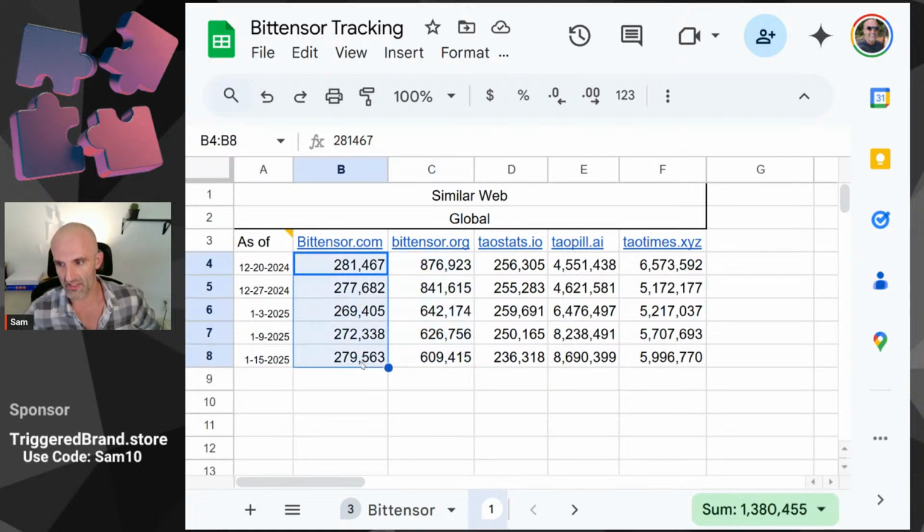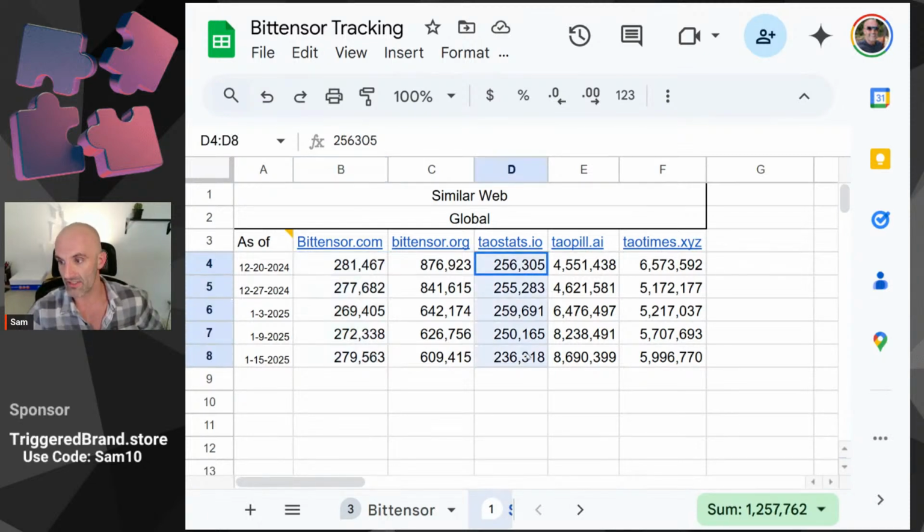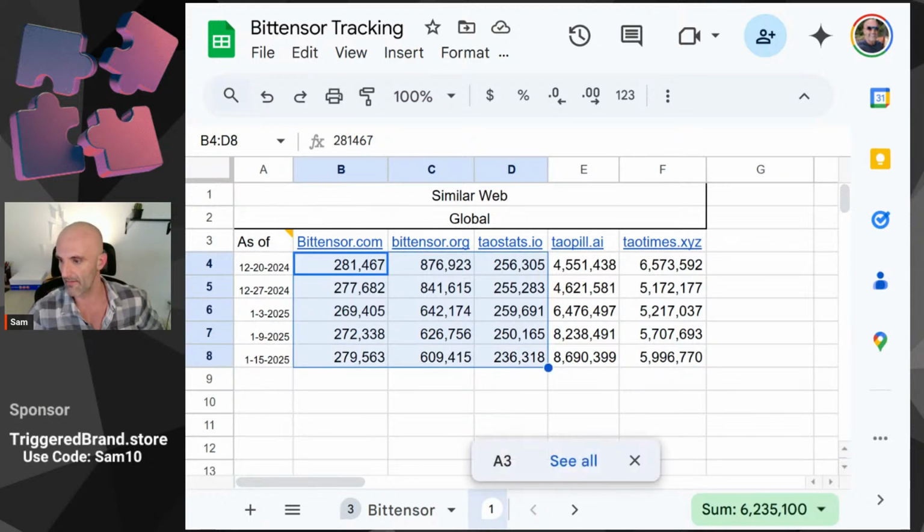Bittensor.com, we've had a fluctuation. It's basically at the same ranking it was at in mid-December. Tau Stats has gained, which is kind of interesting. There's a lot of people going there to stake. And then Tau Times has fluctuated up and down as well, right? But I think that these 3 are the 3 main sites that a lot of people are using.